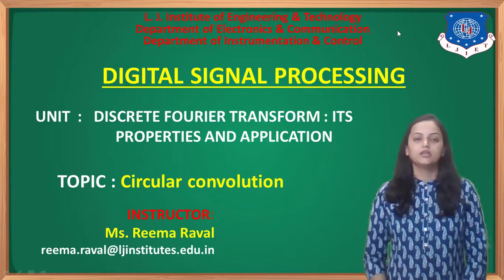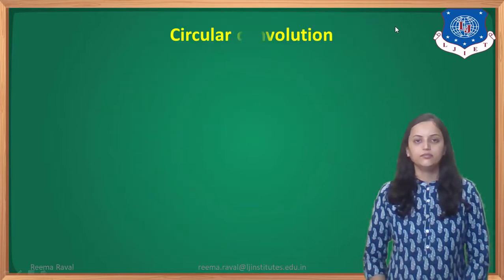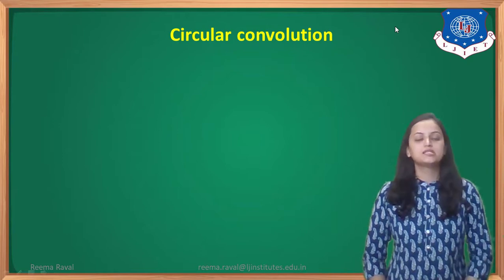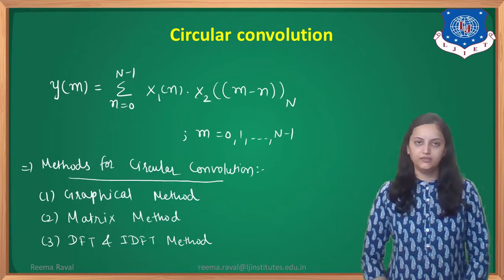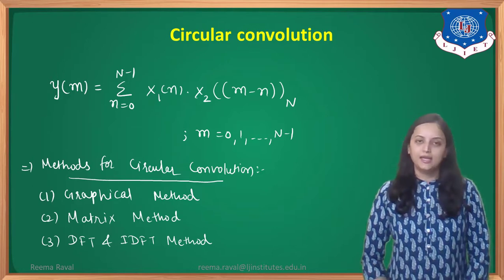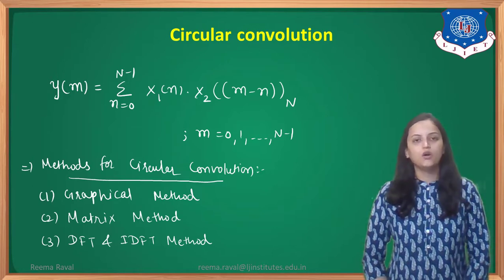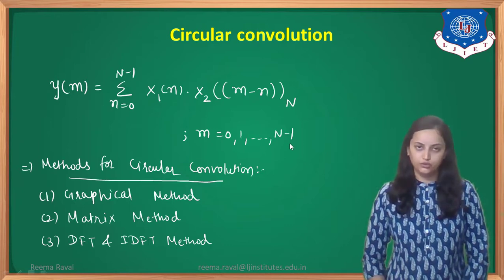So let's start. First of all, let us see what circular convolution is, what its definition is. Circular convolution is mathematically given as y of m equals summation of n equals 0 to N minus 1 x1 of n into x2 of m minus n, for N-point DFT. Here, as you can see, there are two brackets which indicate that this is circular convolution.